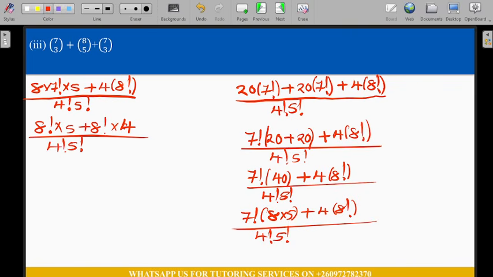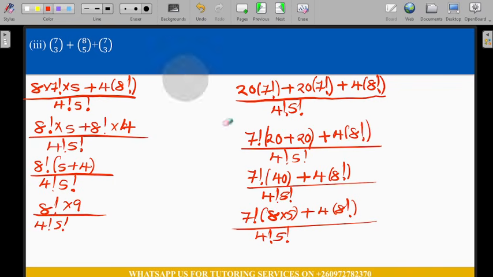Once we reach here, on the numerator we can factor out 8 factorial because it is common. So now we have 5 plus 4, over 4 factorial 5 factorial. So we have 8 factorial times 5 plus 4, that's a 9, over 4 factorial 5 factorial. That's what we do.